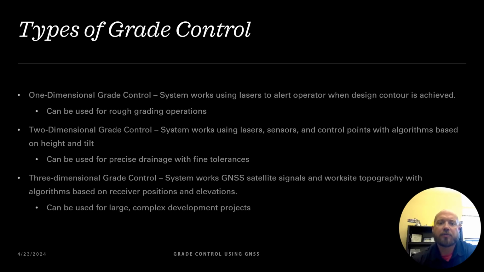There are a few different types of grade control. There is one-dimensional grade control, which works with lasers to alert the operator whenever your design contour is achieved. It can also alert you whenever you've exceeded your design contour cut. This will mainly be used for rough grading operations.